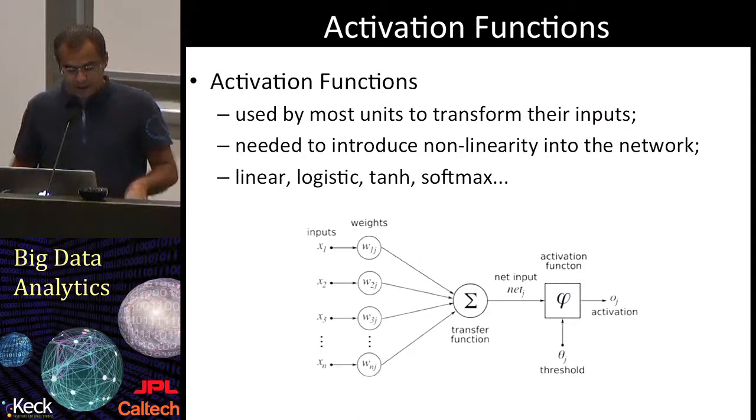Usually for the output nodes, you can apply the same function as for the hidden nodes if the outputs are bounded. Otherwise, you can just apply a linear activation function.